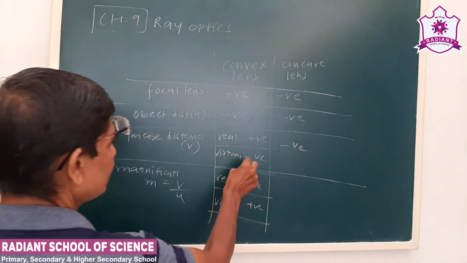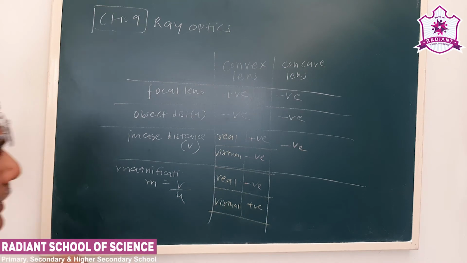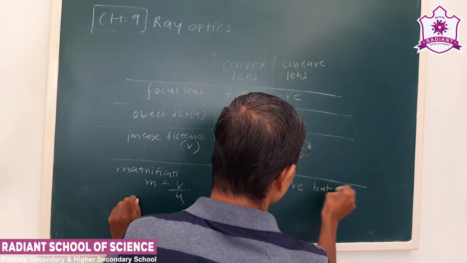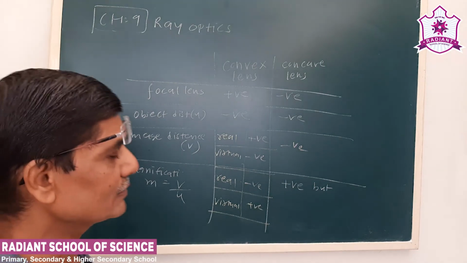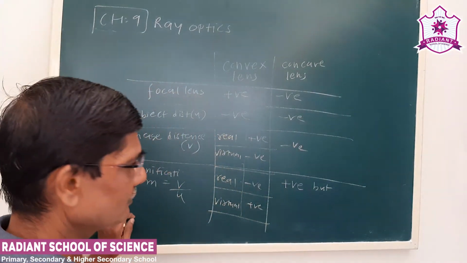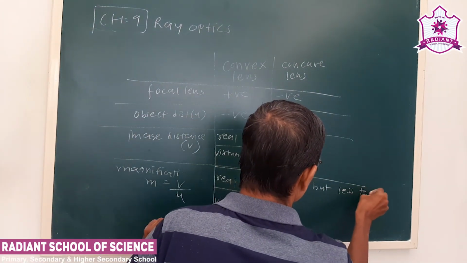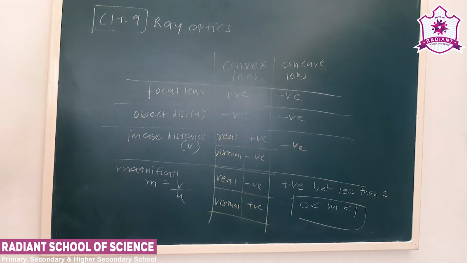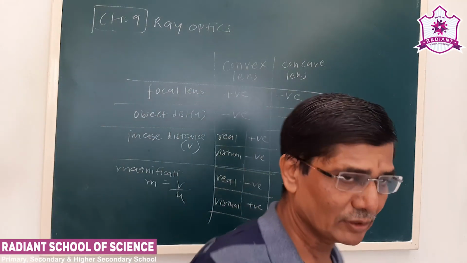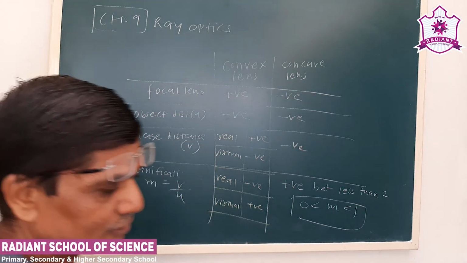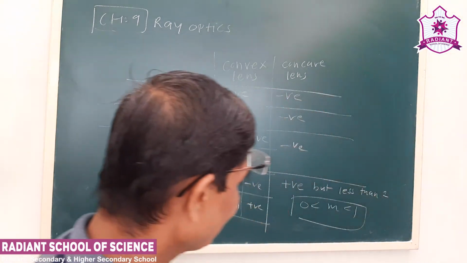now see, for a concave lens, M is equal to V upon U. U and V are both negative, pre-decided, so M will be positive. But we have seen that for a concave lens, the image formed is always smaller than the object, so the magnification will be positive but less than 1. So we have to keep in mind that for a concave lens, the magnification always lies between 0 and 1. Now, this is how we have to use this convention in solving MCQs or numericals. It will be a great help.